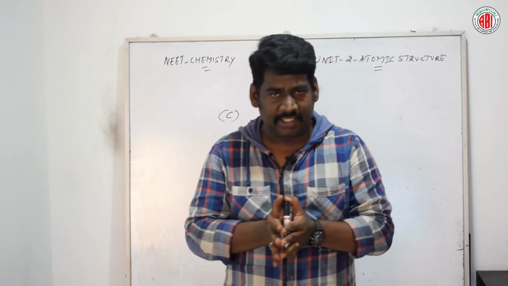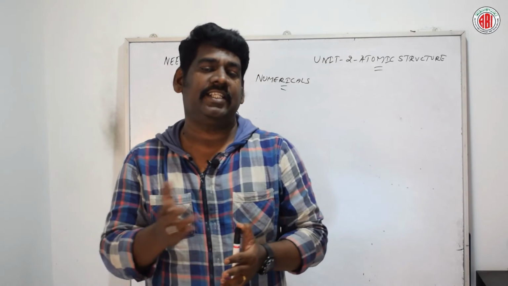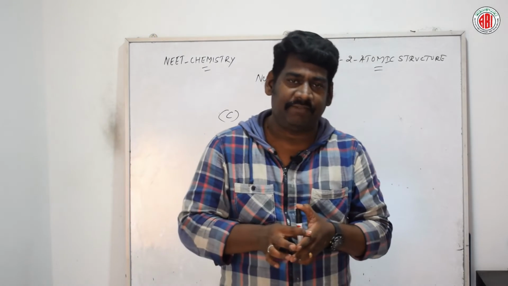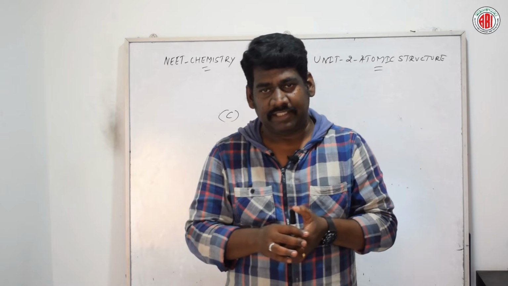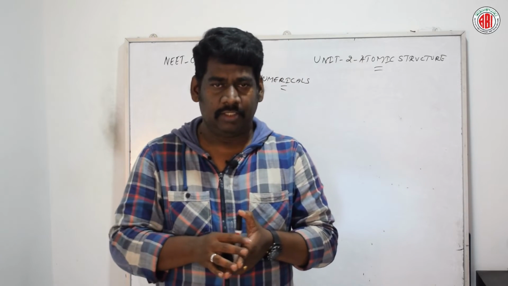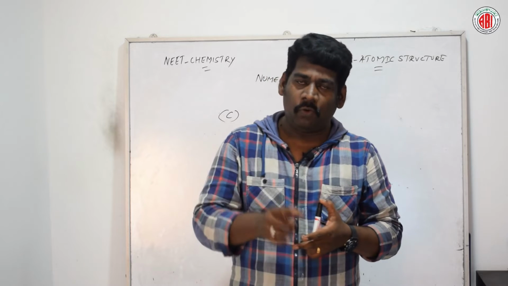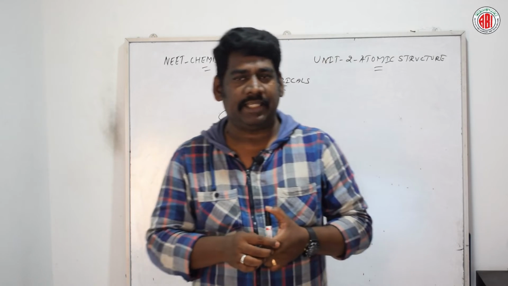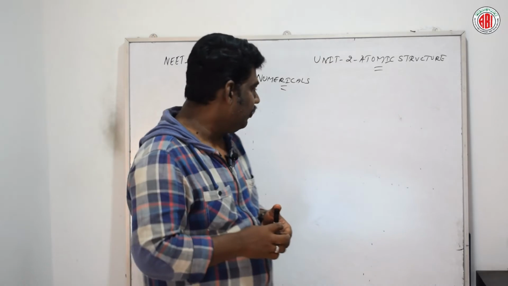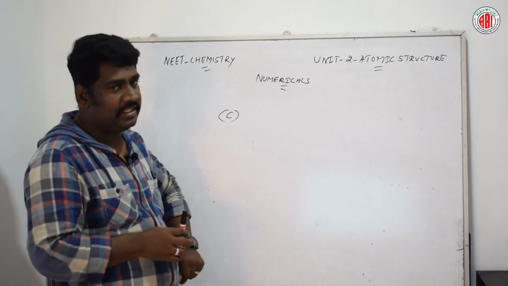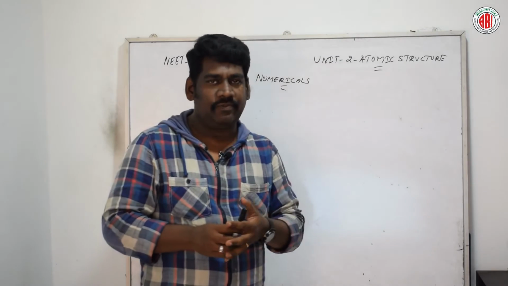The size of an anion increases with the increase in negative charge, and the size of a cation decreases with the increase in positive charge. So ionic radius decreases from O2- to Al3+. So according to this particular question, the right answer is option C. Now let us go for the next question.